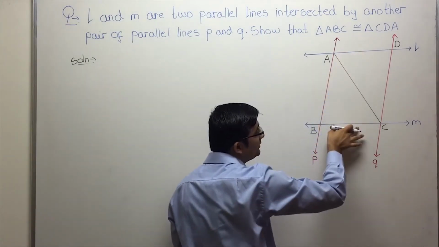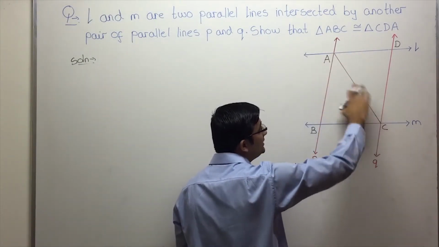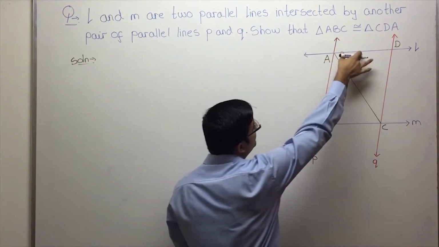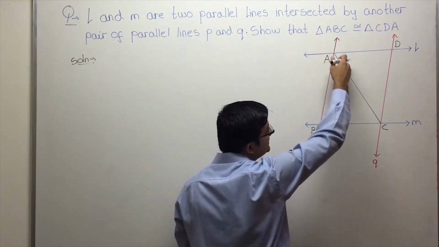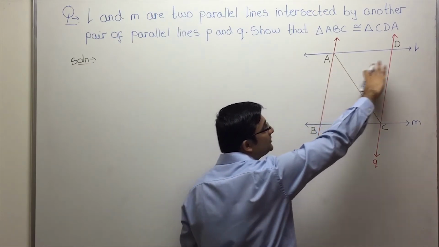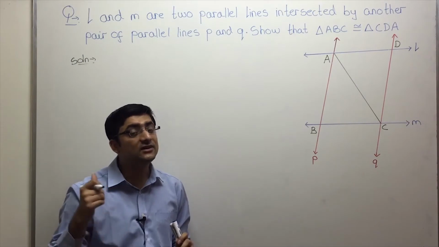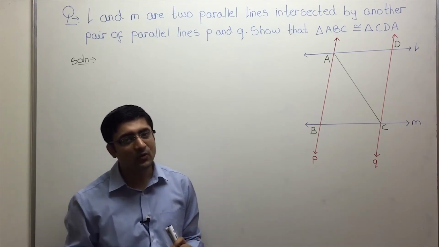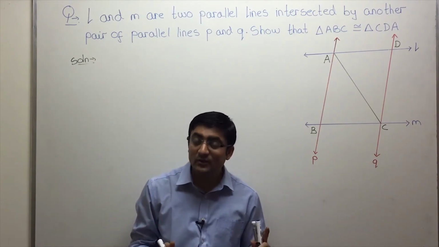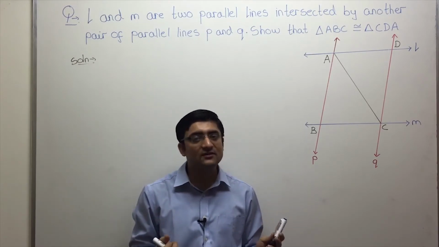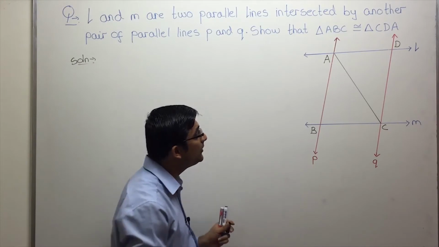So for these two parallel lines, AC is a transversal. Similarly, for these two parallel lines, again AC is a transversal. Now, whenever I have parallel lines and a transversal, what do I know? Corresponding angles are equal, alternate interior angles are equal, and interior angles on the same side of the transversal are supplementary. So what do I have over here?